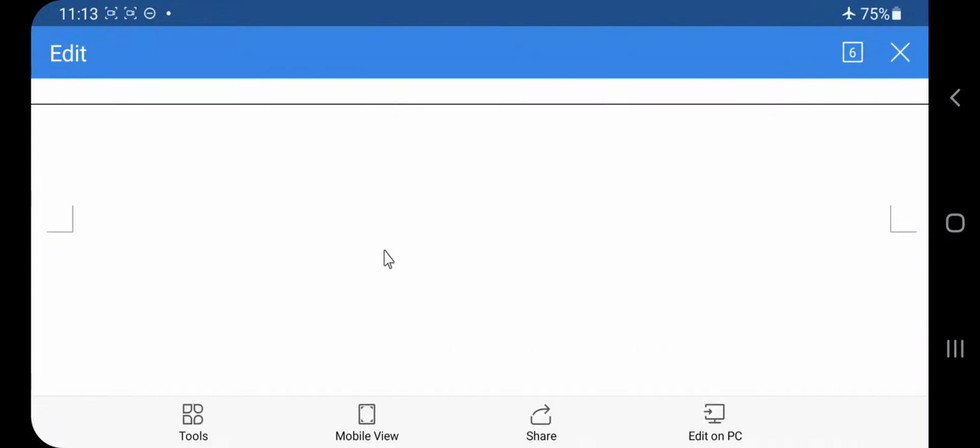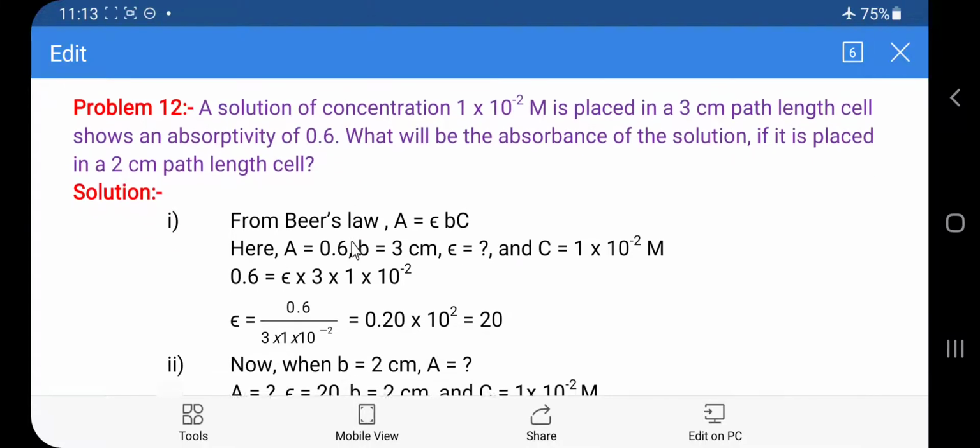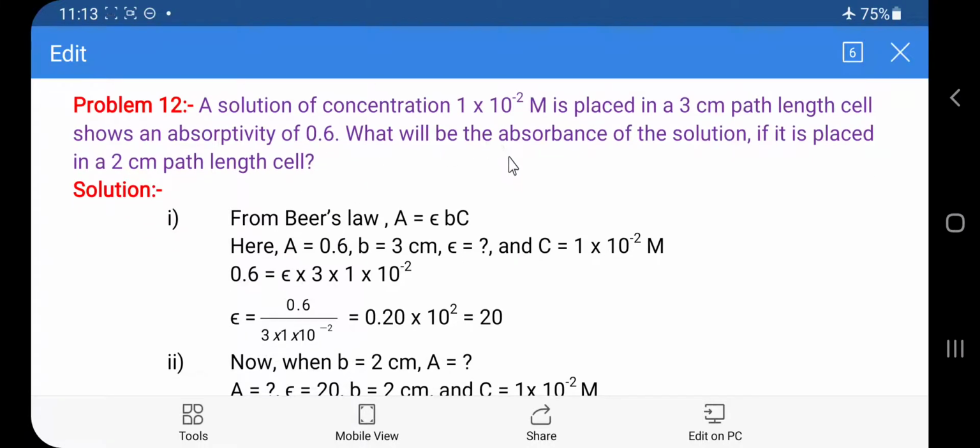So the next problem, problem number 12. A solution of concentration 1 × 10^-2 molar is placed in a 3 centimeter path length cell and shows an absorbance of 0.6. What will be the absorbance of the solution if it is placed in a 2 centimeter path length cell?